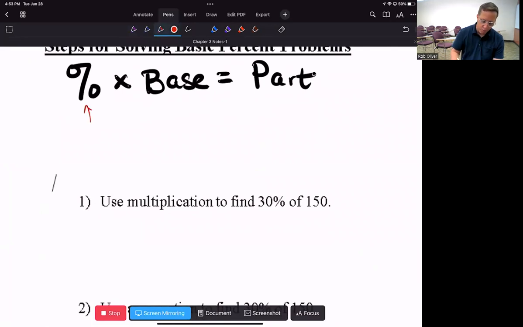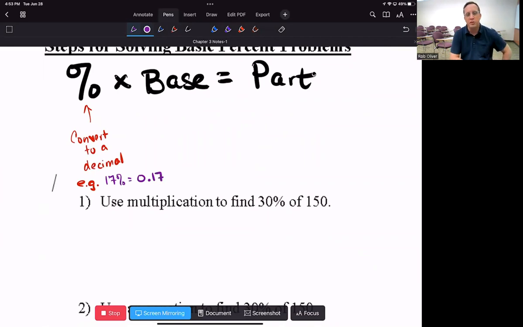For the percent, it's important that you convert that number to a decimal. For example, 17% equals 0.17, so just move the decimal over two places to the left. Then you multiply that by the base, and the base is another name for the whole.